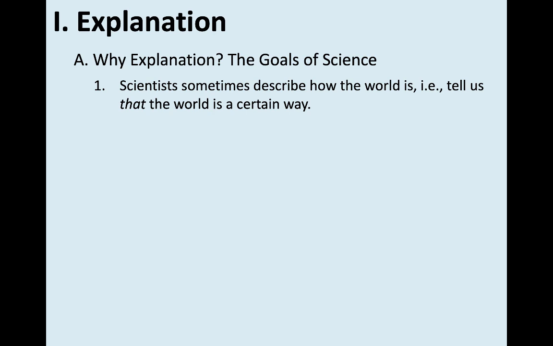To be clear, sometimes scientists aren't interested in explanation. Sometimes scientists just want to describe how the world is. So for example, I could in some sense be doing science if I said there's a tree 50 feet in front of me, there's a trampoline 20 feet to the left of that, and so on and so forth. If I just describe what's going on.